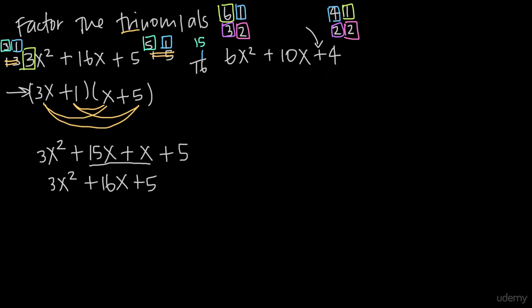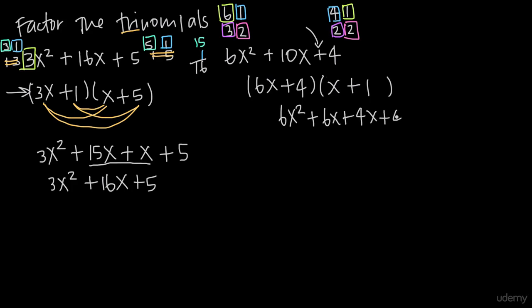Well, let's look at our first combination here where we do the 6 and the 1 together and the 1 and the 4 together. In that case, we have the 6 and the 1, so we're going to have 6x and we're going to have x. In other words, 6x and 1x. We know we have to put the 6 with the 1, so we're going to say plus 1. And we know we have to put the 1 with the 4, so we're going to say plus 4. Now, if we multiply this back out, what we get here is 6x squared plus 6x plus 4x plus 4. And if we combine like terms, we get 6x squared plus 10x plus 4, which is back to our original problem, so we know we factored correctly.